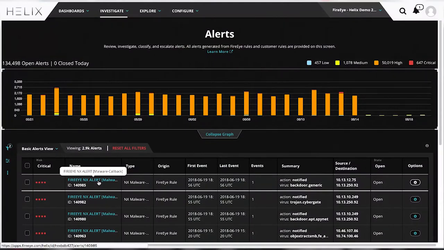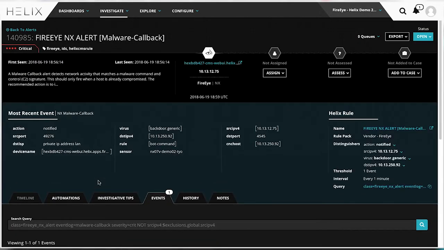Today, I'll be talking about the Investigative Tips feature and how it can help analysts answer the now what. Every alert in Helix provides you the capability to answer the now what by giving you some questions around the alert and answers back for that specific alert. So in this situation, we're looking at an NX alert that came from a network device.